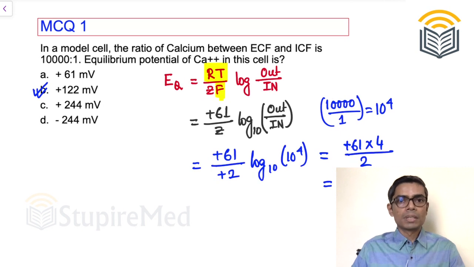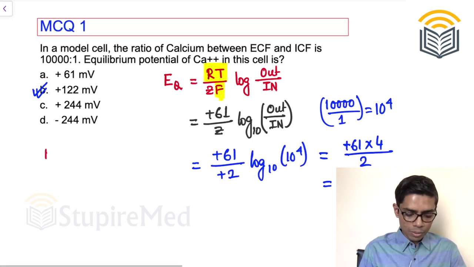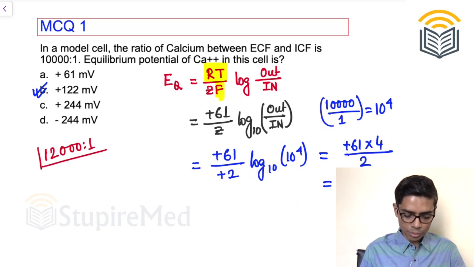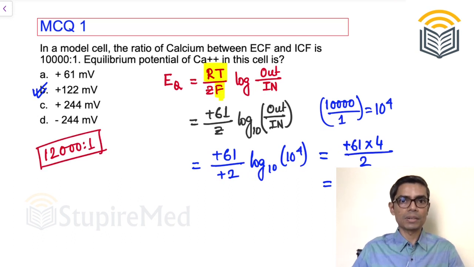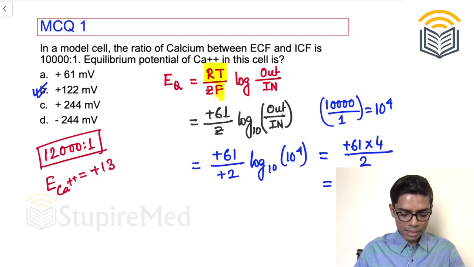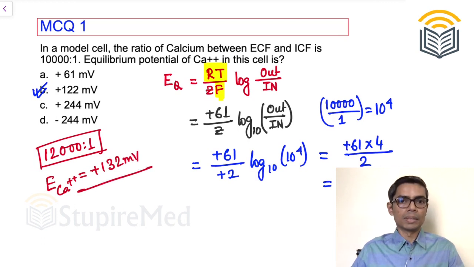You know that the normal ratio between ECF and ICF calcium is 12,000:1. This is the normal ratio. But in this question, although it is given as 10,000:1, the actual ratio is 12,000:1, and that's why the equilibrium potential of calcium in a mammalian cell is plus 132 millivolt. This is the normal equilibrium potential in a mammalian cell, right?